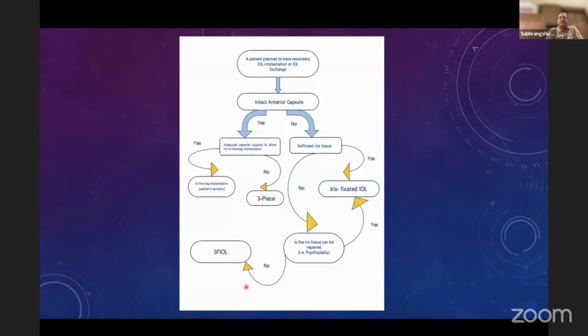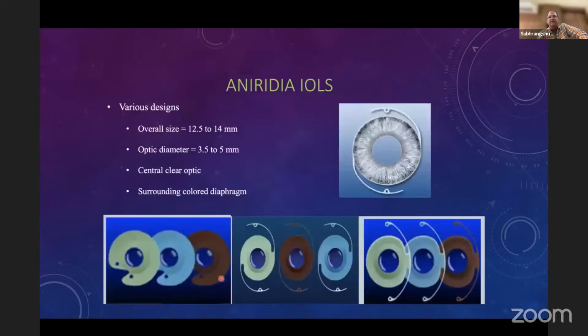And of course, this is just a flowchart for a patient who is planning for a secondary IOL implantation. If the anterior capsule is intact and there is adequate capsular support, then he might go for an in-the-bag implantation. If the capsular support is not adequate, then he might have to go for a 3-piece IOL. However, if the anterior capsule is not intact and there is sufficient iris tissue, he might go for an iris fixated IOL. But if the iris tissue is damaged, then of course, we will have to look at scleral fixation IOLs.